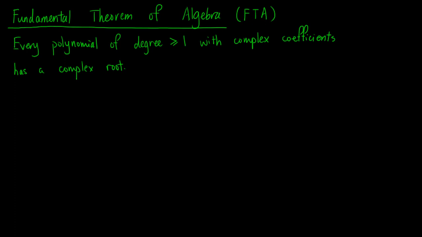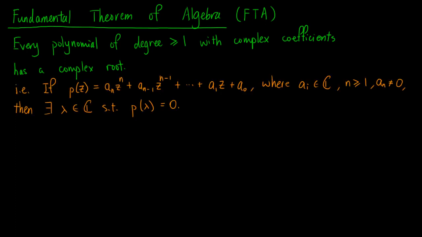Now, we introduce the Fundamental Theorem of Algebra, or FTA for short, which states that every polynomial of degree at least 1 with complex coefficients has a complex root. That is, if p(z) equals a_n z^n + a_{n-1} z^{n-1} + all the way to a_1 z + a_0, where the a_i are complex numbers, n is at least 1, and a_n is non-zero, then there exists a complex number lambda such that p(lambda) equals 0. The proof of this result requires knowledge in complex analysis, so we will skip the proof here.